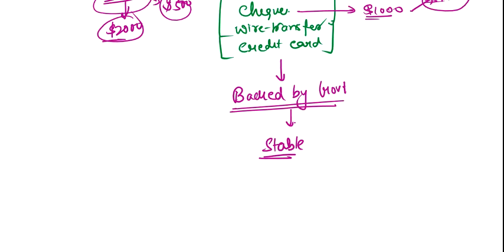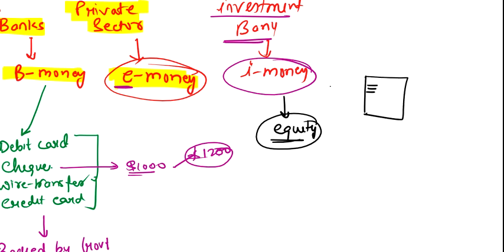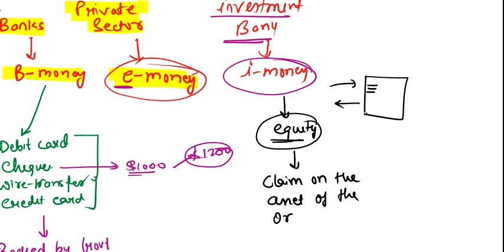Clear? Now what is I money? I money is basically just like an equity. Okay, I money is just like an equity. I'm not saying it's an equity, it's like an equity. What is equity? Equity is a shareholding. You invest your money in a company and they will give you the shares. Similarly, I money is a claim on the asset of the organization. Write down: claim on the asset of the organization.